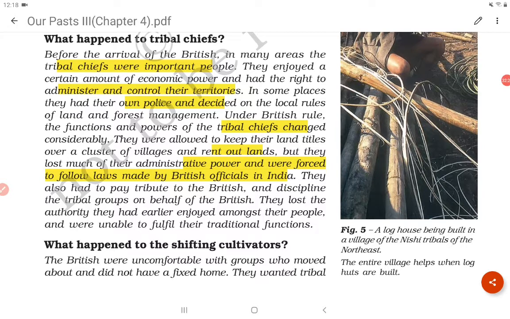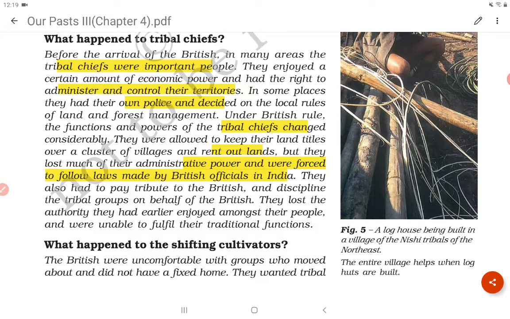What happened to tribal chiefs? Before the arrival of the British, in many areas the tribal chiefs were important people. They enjoyed a certain amount of economic power and had the right to administer and control their territories. In some places, they had their own police and decided on the local rules of land and forest management.